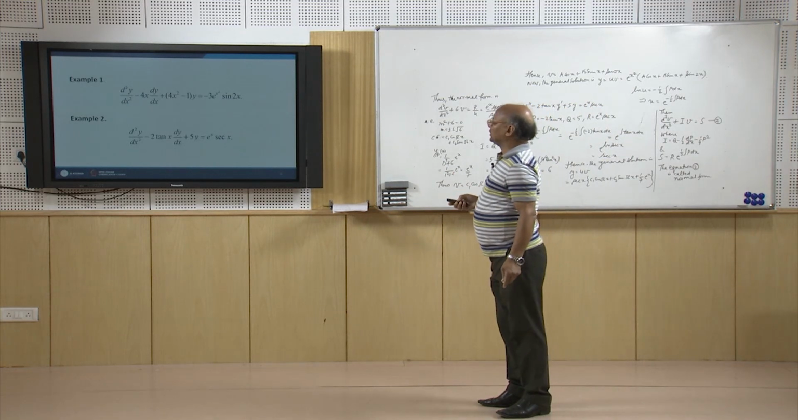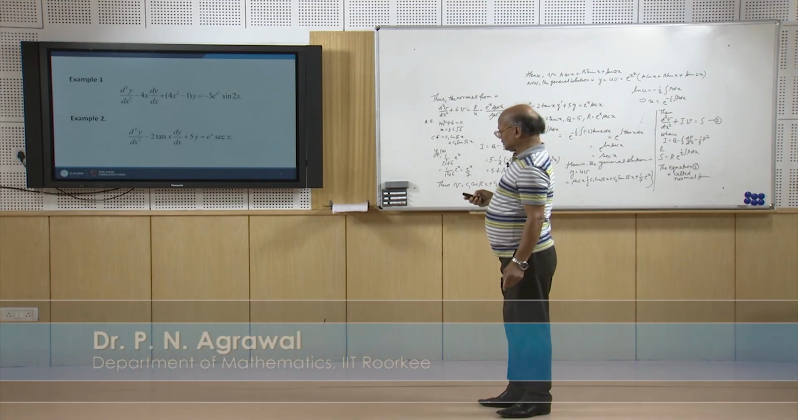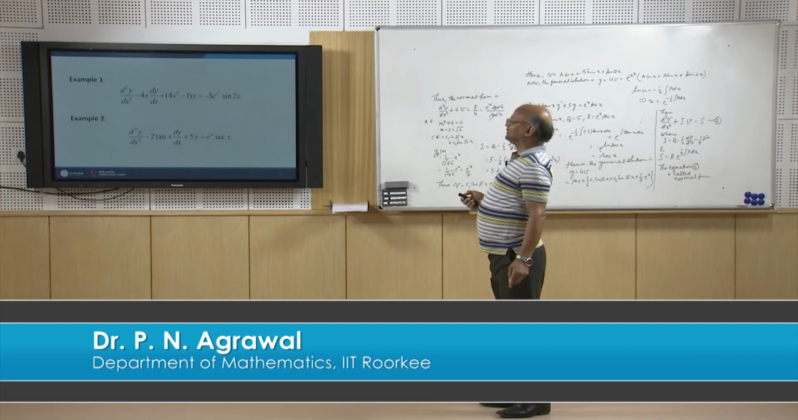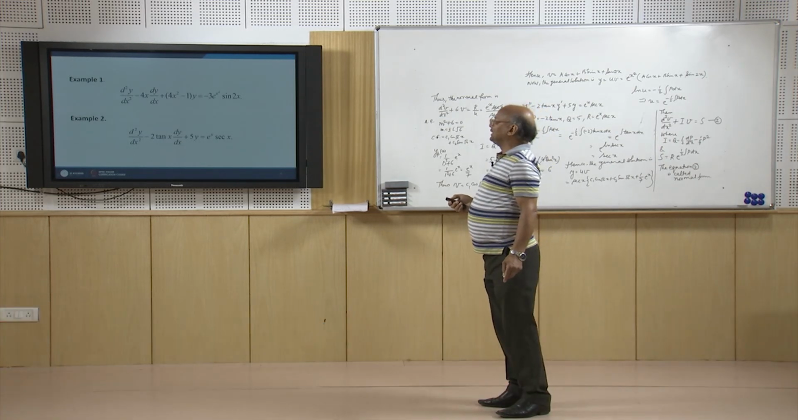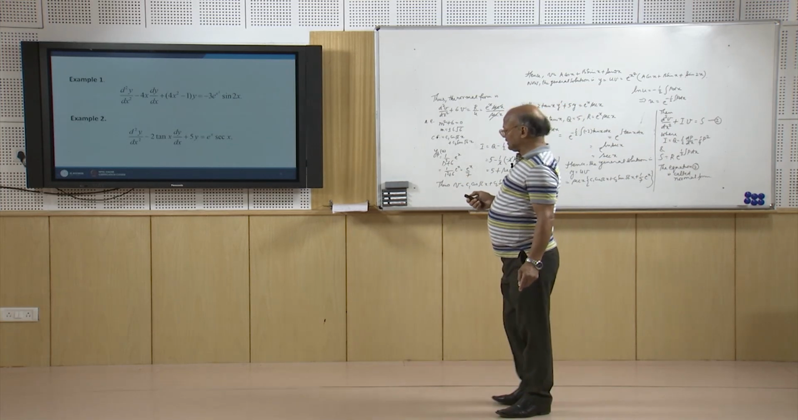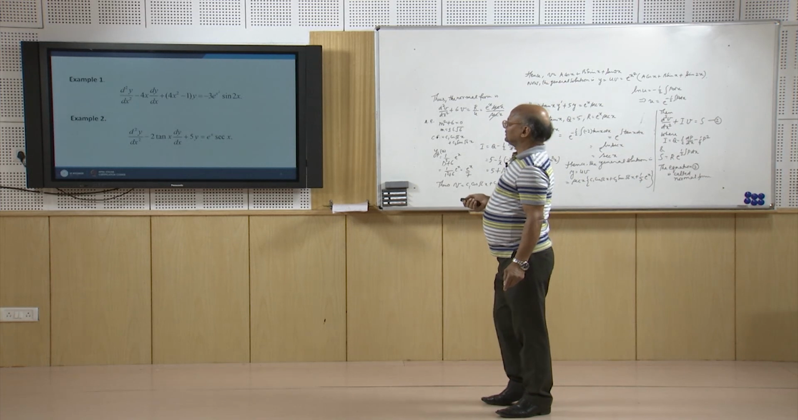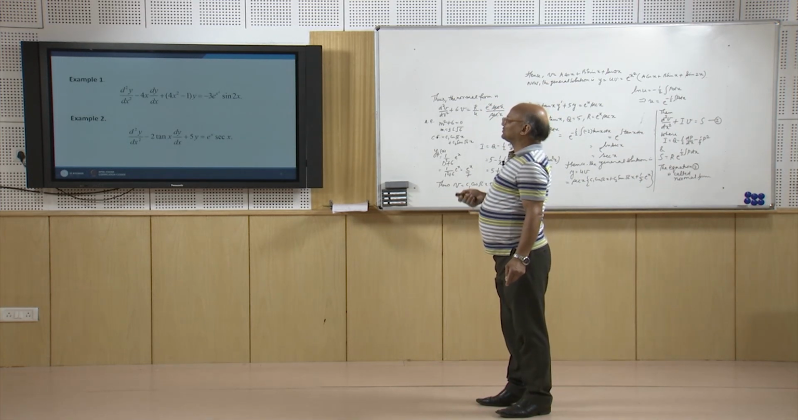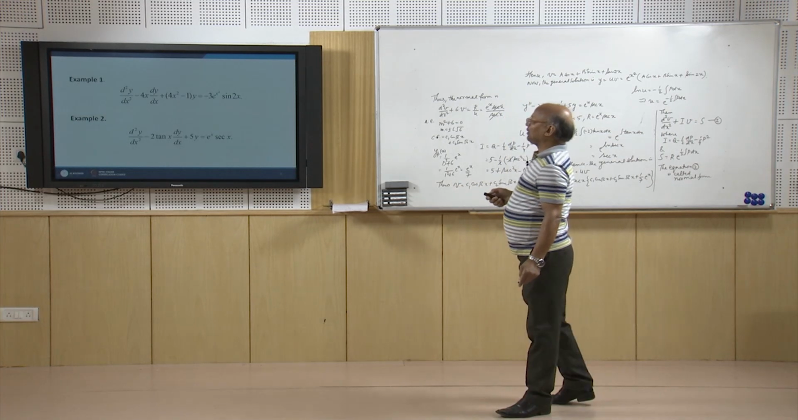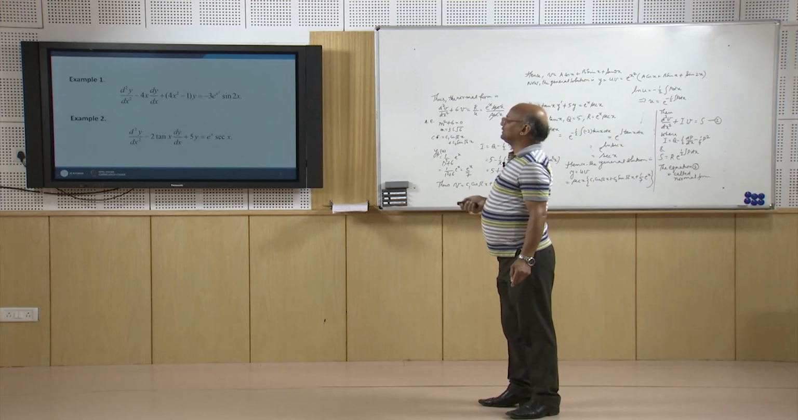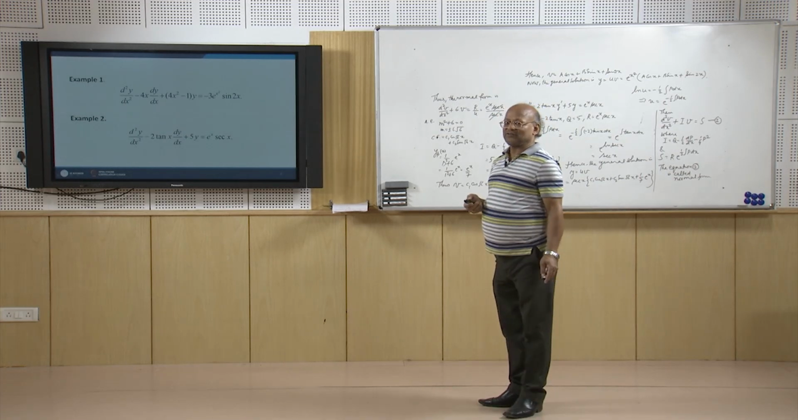In my next lecture, I will discuss how to solve second order linear differential equations with variable coefficients by changing the independent variable. In this lecture, we have changed the dependent variable from y to v. In the next lecture, we shall be changing the independent variable from x to z. Now, how we get the relationship between x and z, that we shall see in the next lecture. Okay. Thank you for your attention.